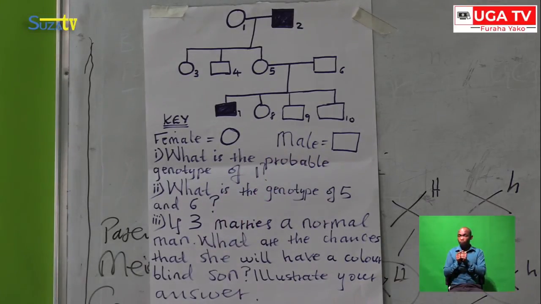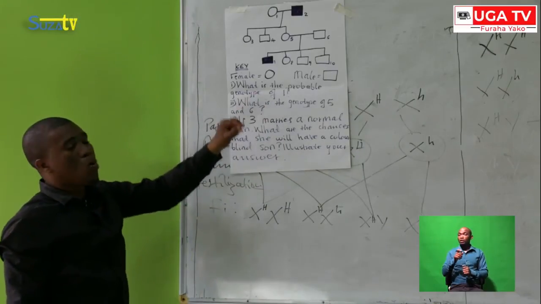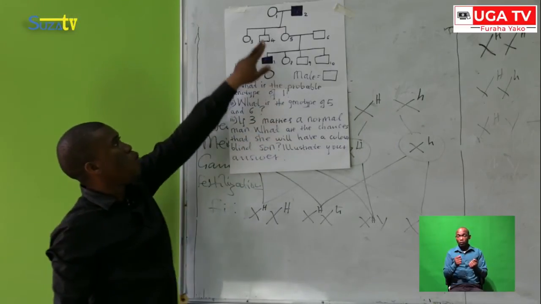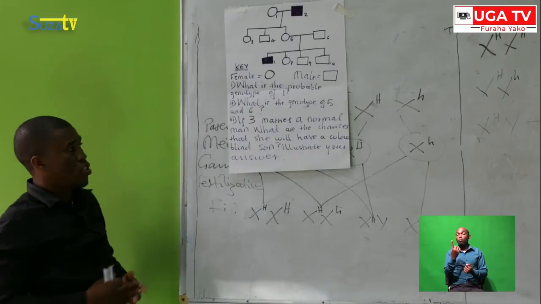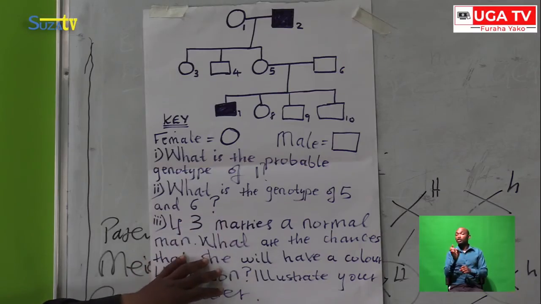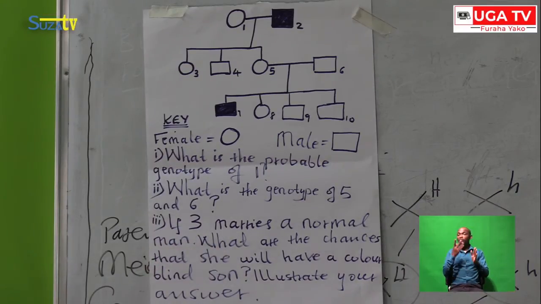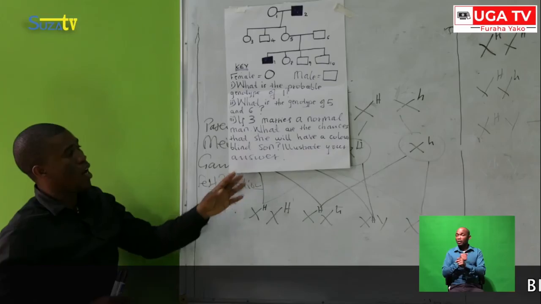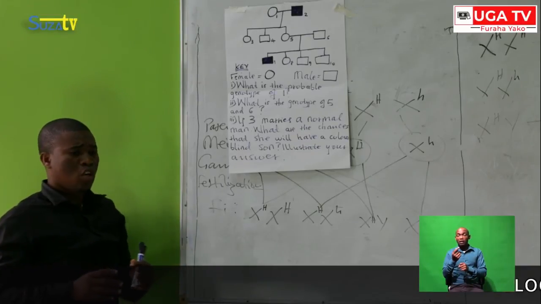So the questions are: what is the probable genotype of parent number 1? What is the genotype of number 5 and 6? And the third question, if number 3 marries a normal man, what are the chances that she will have a color blind son?